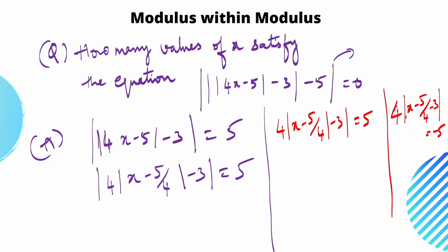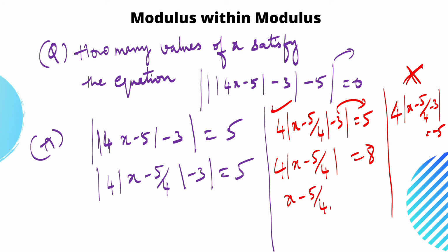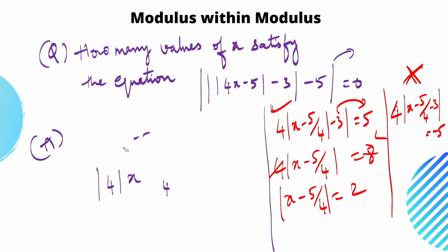Now if you observe, modulus of something cannot be equal to a negative value, minus 5 here. So this is not possible. This is possible because modulus in this case is equal to a positive value, which is the property of modulus. So 4 into (x minus 5 by 4) is equal to 8. Now x minus 5 by 4, you can cancel these two, is equal to 2. Now we have arrived at two cases. x is equal to 2 plus 5 by 4 and the other one is 5 by 4 minus 2. Let us calculate this. 5 by 4 minus 2 is the first case.